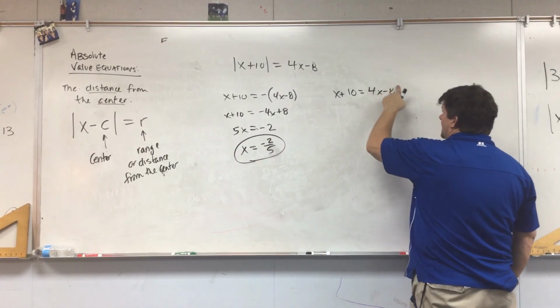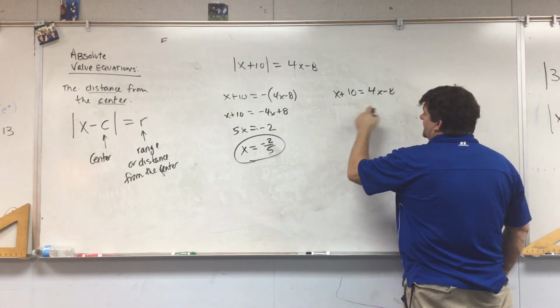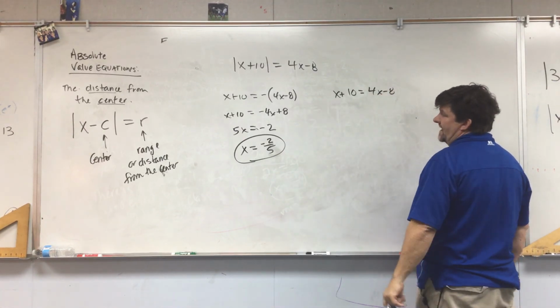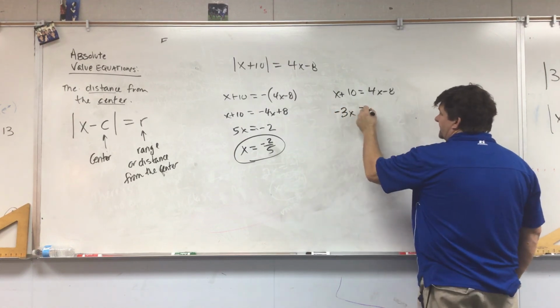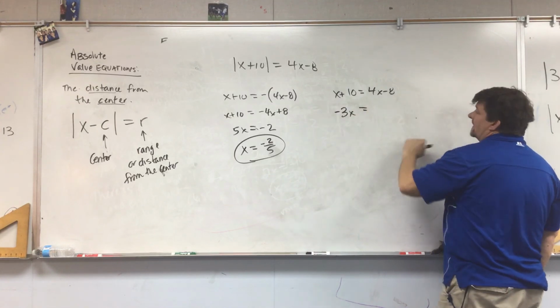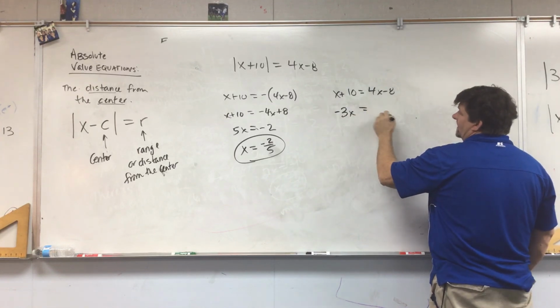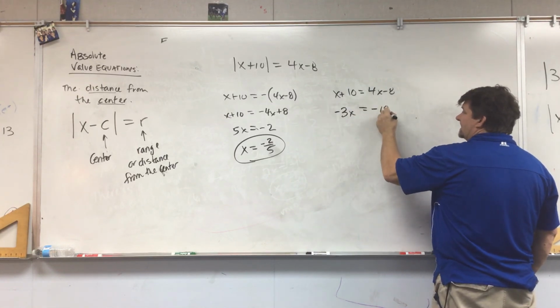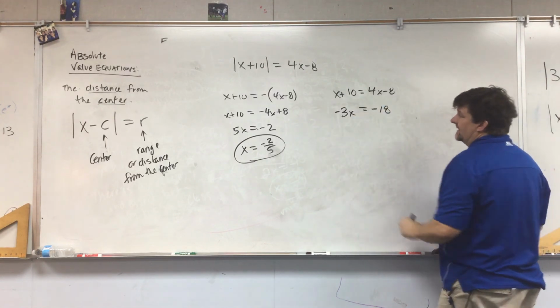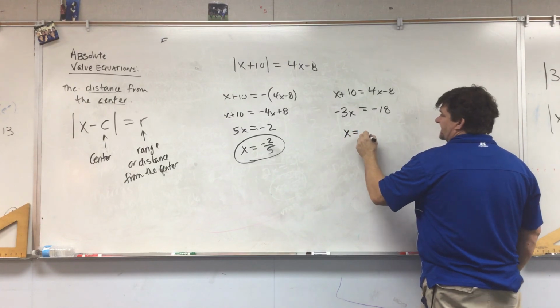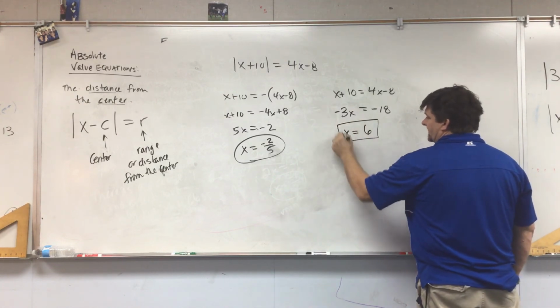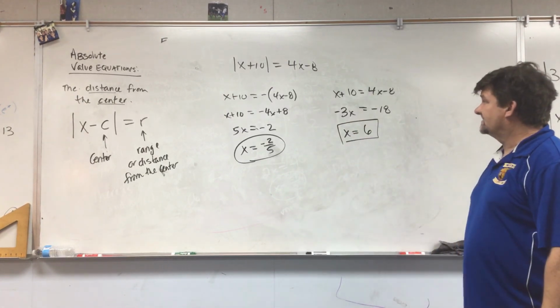And then let's go ahead and do this one here. We're going to move the 4x over here, which is a negative 4x. So that's a negative 3x. And if I move the negative over here, I get negative 18, because I subtract 10 to this side. Divide both sides by 3, x equals 6. So I've got two possible answers here.